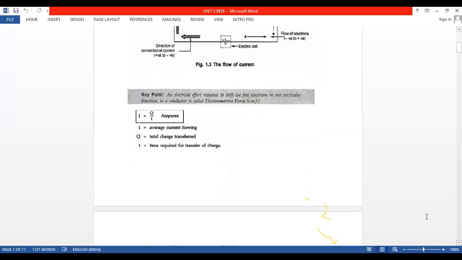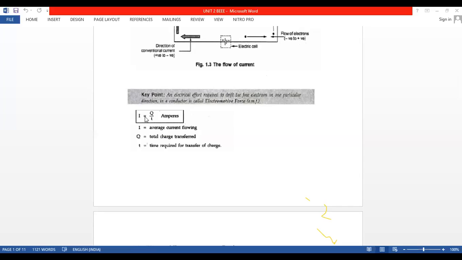Now you can see, electrical effort required to drift the free electrons in one proper direction in a conductor is called electromotive force. So in simple language we can write, electromotive force or the voltage is the energy given to the electrons to make the free electrons move from one region to another. Or you can write this definition: electrical effort required to drift the electrons in one particular direction is called electromotive force.